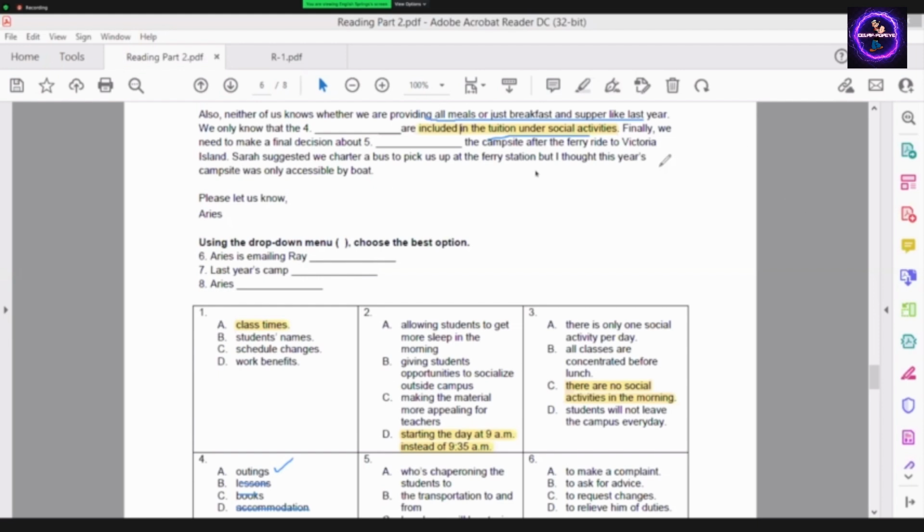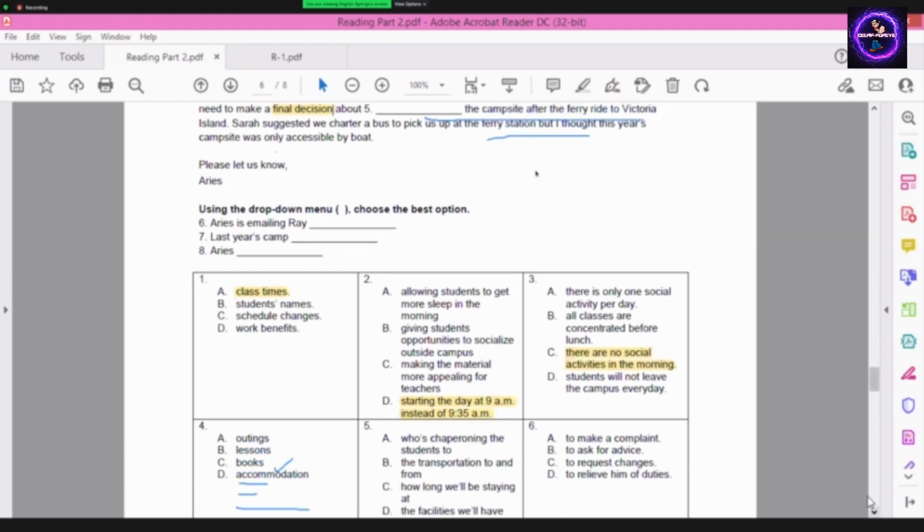Next, he says, finally, we need to make a final decision about dash, about the campsite after the ferry ride to Victoria Island. Sarah suggested we charter a bus to pick us up at the ferry station. But I thought this year's campsite was only accessible by boat.